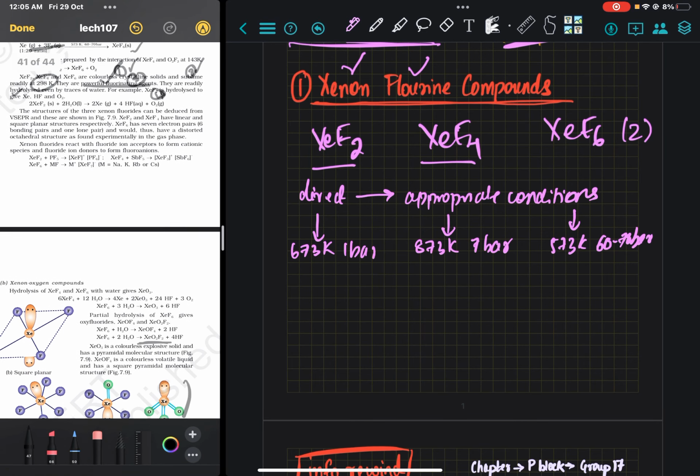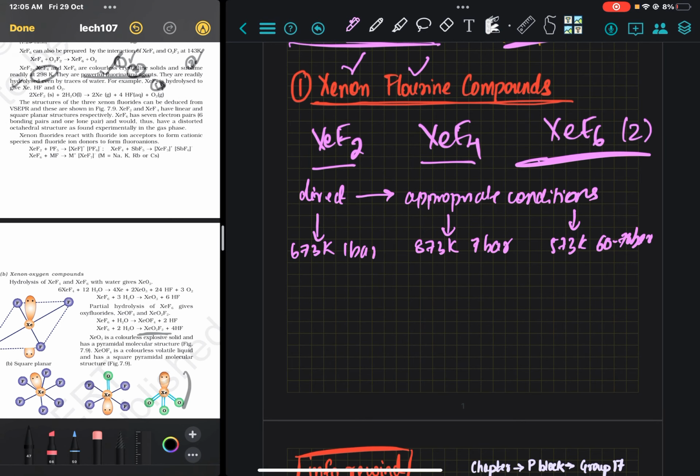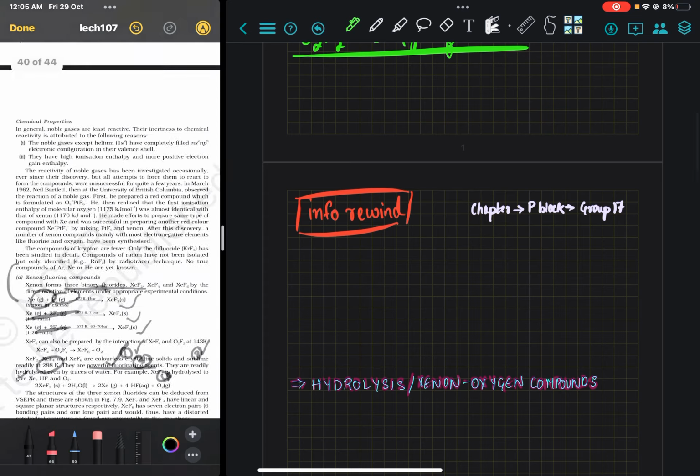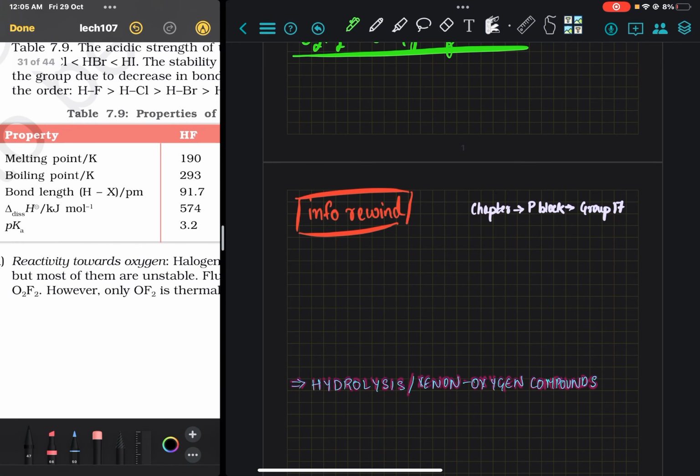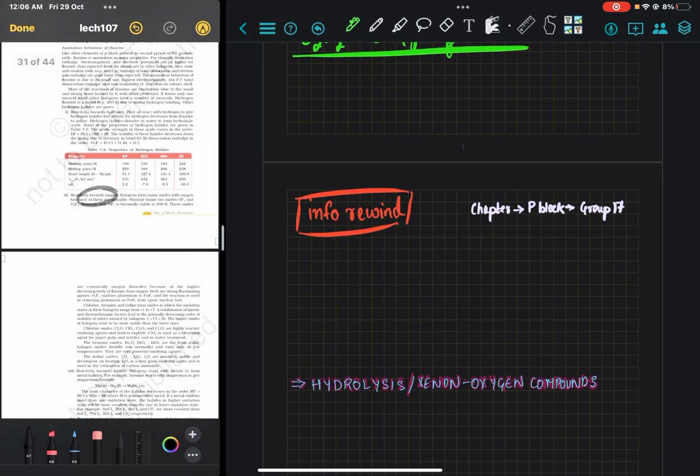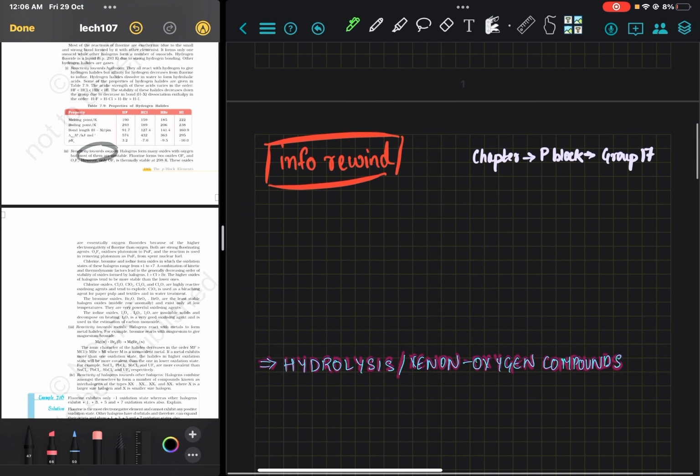Moving on. The second method for preparation of XeF6 is by using a compound O2F2, which is basically an oxygen fluoride. If you remember properly, we studied this compound in the chapter of halogens. So I'm going to quickly revise that part from the halogen chapter, from the part where they talk about reactivity towards oxygen. They typically mention two oxygen fluorides, OF2 and O2F2.